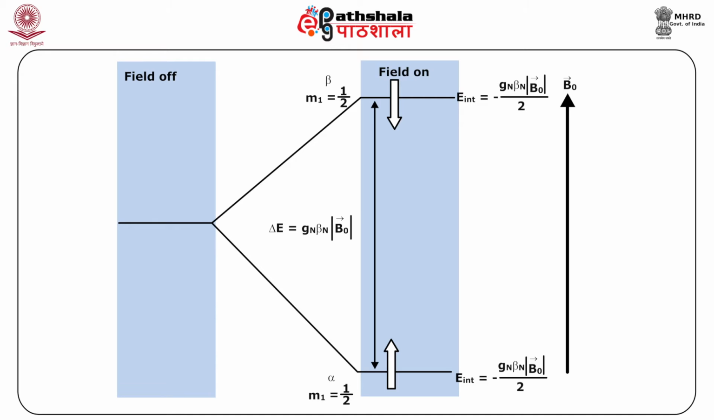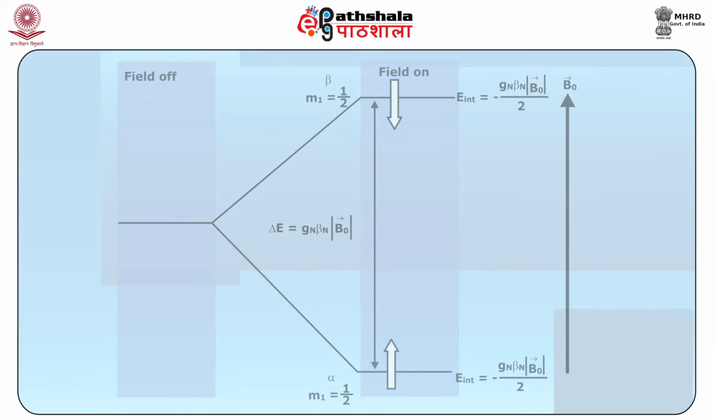So it is at lower energy. The m_I equal to half value is called alpha spin, and minus half is called beta spin, and the separation in energy is given by g_N beta_N times B_0. And this is shown in the figure: nuclear spin energy levels of a spin half nucleus in a magnetic field.